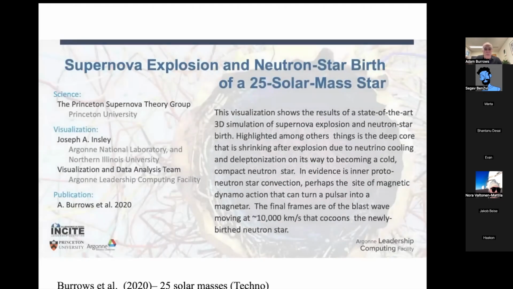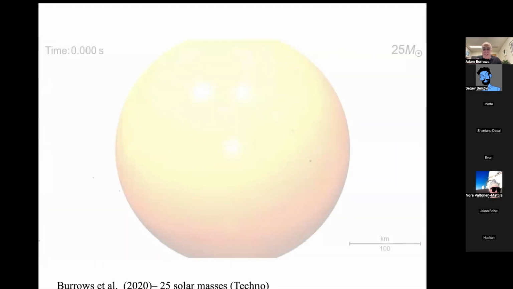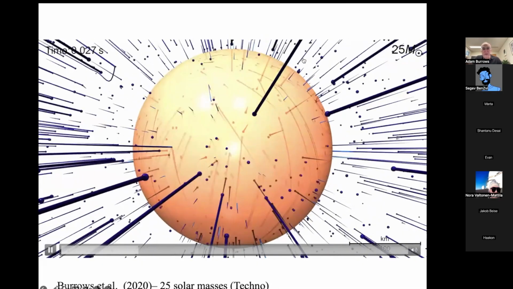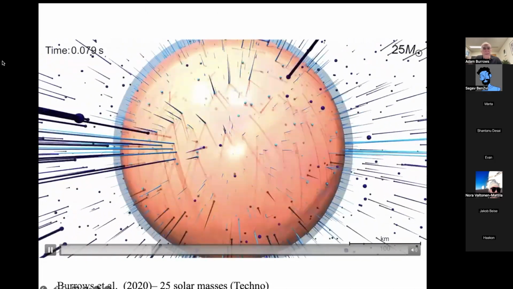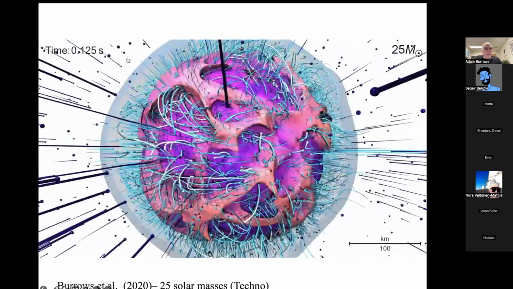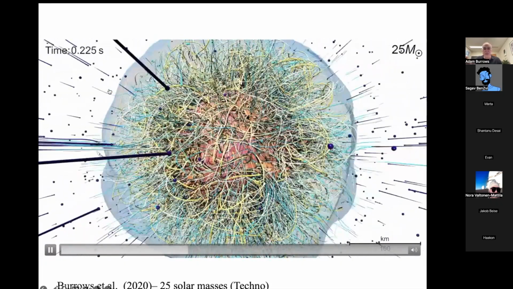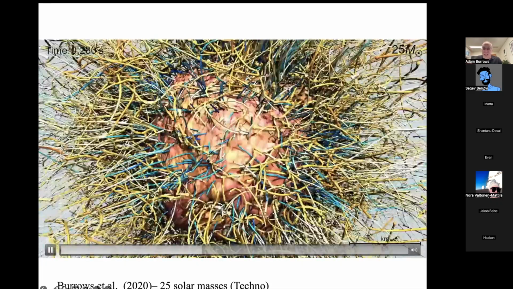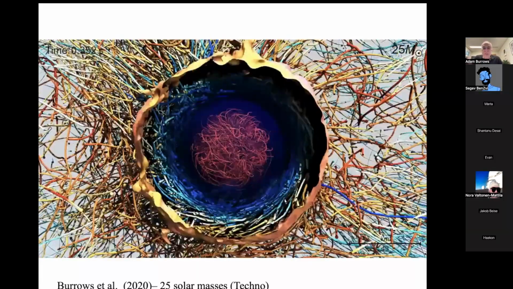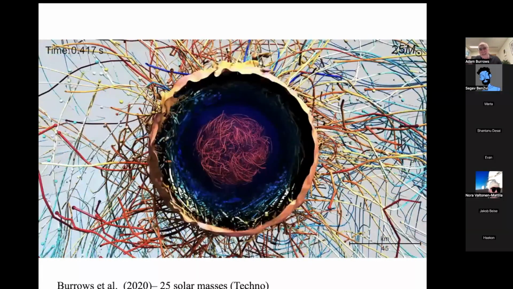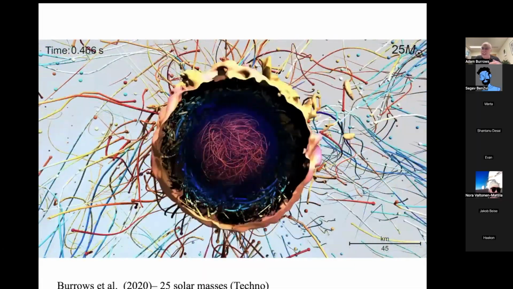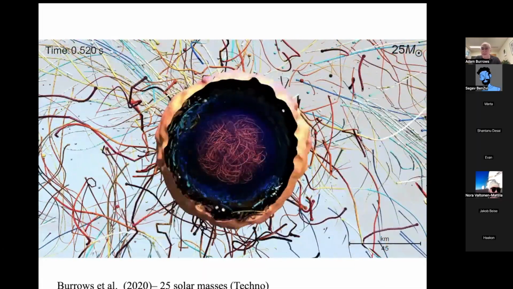I want to show a movie. This is the techno version. I don't know if you can hear it. This is just an example of a core collapse, just after bounce. You see matter falling in, and that blue region right there is the shock wave, a stalled accretion shock. Eventually it explodes, and then you get this Sauron's eye in the interior, which is the protoneutron star. If you look carefully, you see that the isodensity surface is actually shrinking. This is the Kelvin-Helmholtz phase in the protoneutron star evolution.